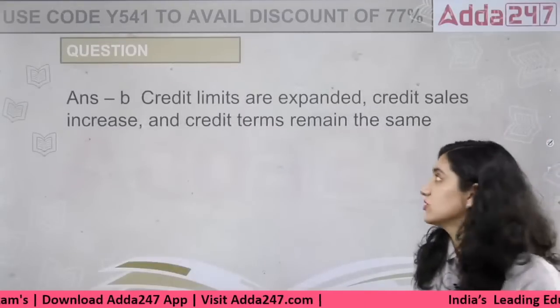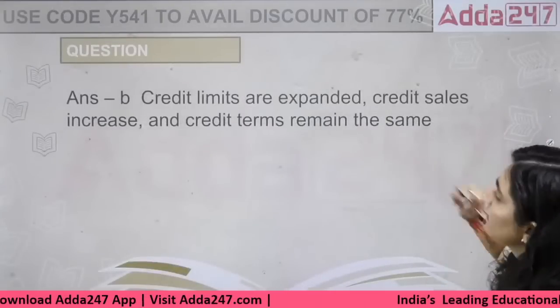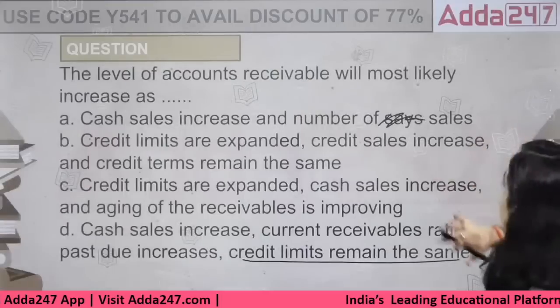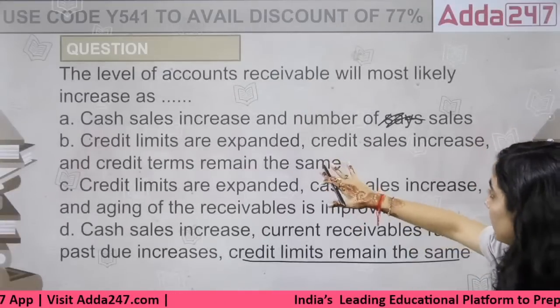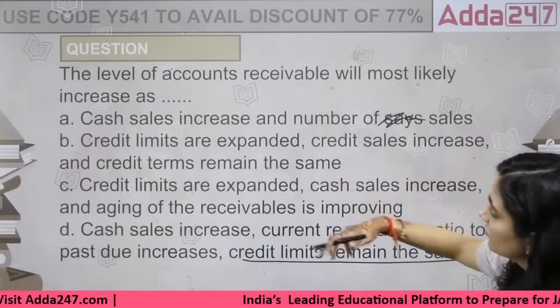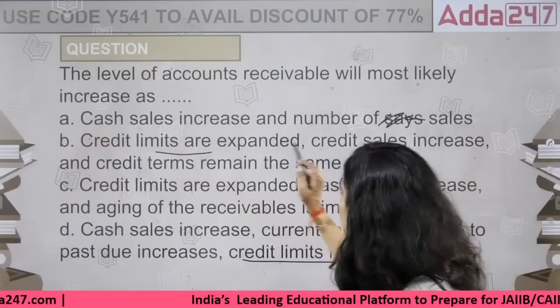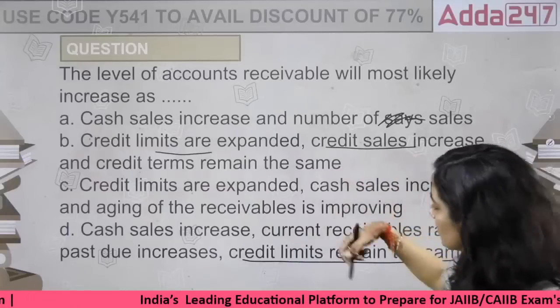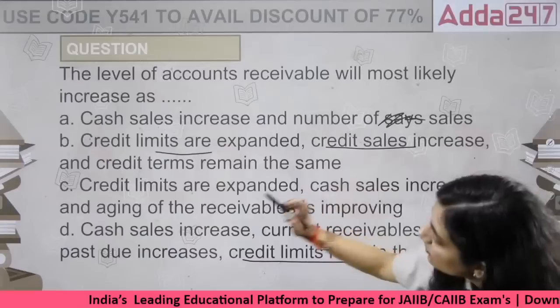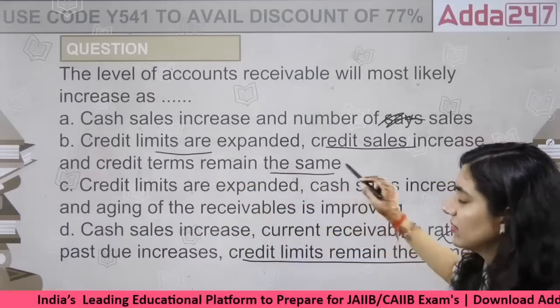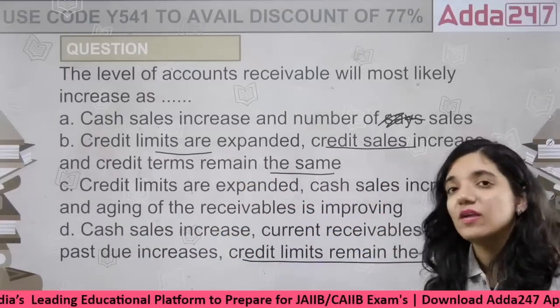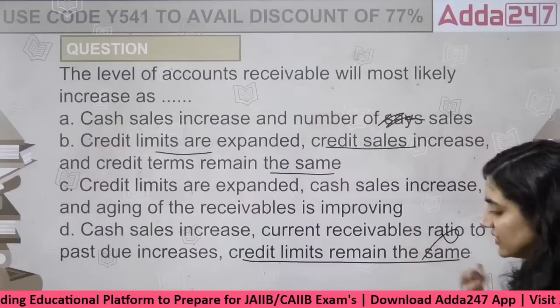Right? The answer is actually here. The credit limits, okay, the answer is B. Sorry. The answer is credit limits are expanded, credit sales increase, right? This would be the answer. Limits are also expanded, the credit sales is also increasing. And the credit terms remain the same. Credit terms will remain the same, but both the limit as well as the sales are increasing.